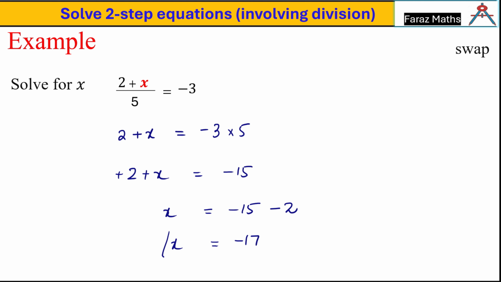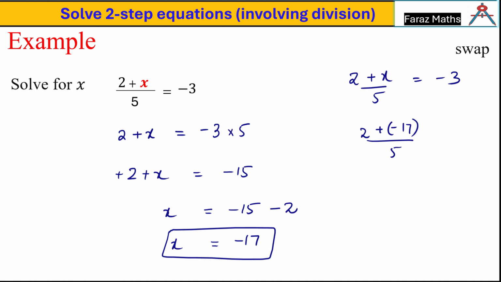and then x equals minus 17. You can verify it also: 2 plus x over 5 equal negative 3. If I put in minus 17, then 2 minus 17 over 5 equals negative 3. 17 minus 2 is 15, but it has to be negative 15 over there. And if you solve this, negative 15 over 5 would give you negative 3 equals negative 3. So the left-hand side equals the right-hand side. It means our answer for x was correct.